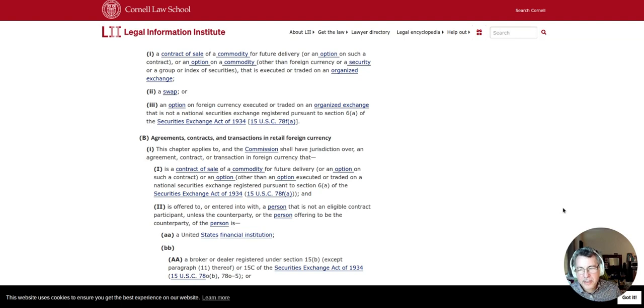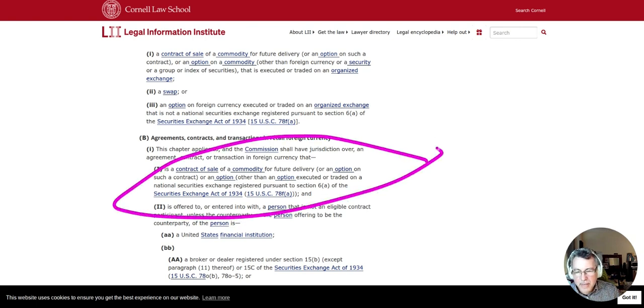So retail customers were not supposed to be involved in foreign currency trading, but through a quirk of history and some bad legal precedent in the courts, it sort of opened the door to this, and this section was meant to address that. It gives jurisdiction over off-exchange trading in foreign currency that's a commodity for future delivery, i.e. a future or an option.